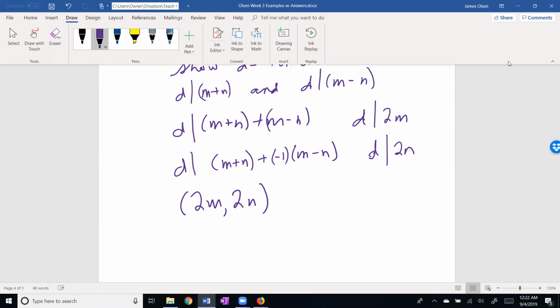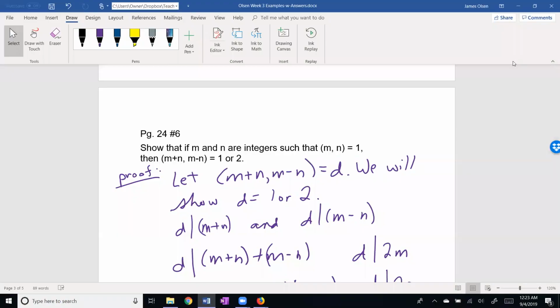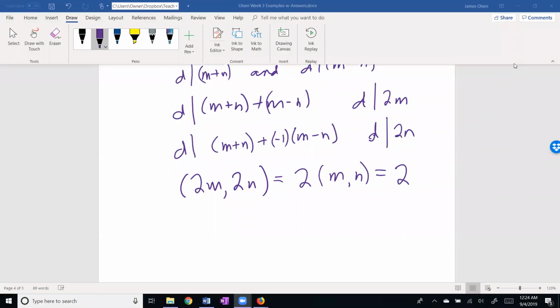The greatest common divisor of 2m and 2n, I'm going to pull out the common factor of 2. 2 times the greatest common divisor of m and n. And we might need to prove that result over on the side sometime. But for right now, we'll assume that that's true. But we had the greatest common divisor of m and n was 1. That was a given piece of information. Let's check that. Yes, it was given that the greatest common divisor of m and n was 1. 2 times 1 equals 2.